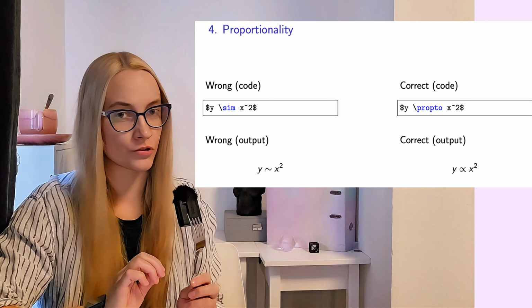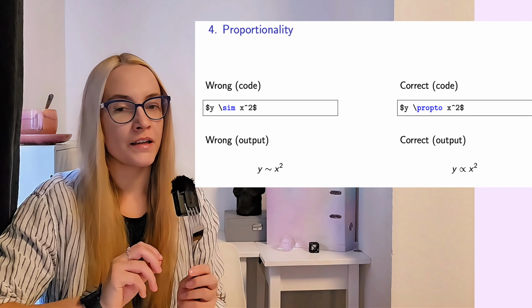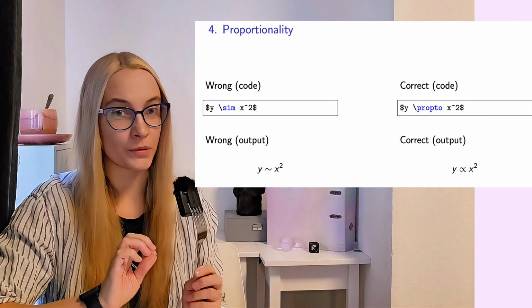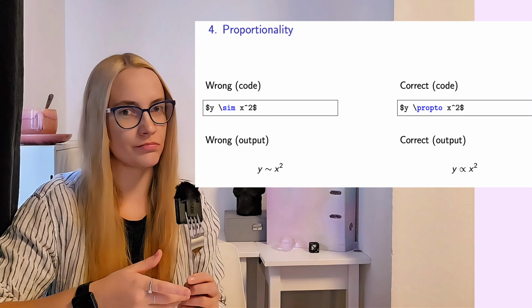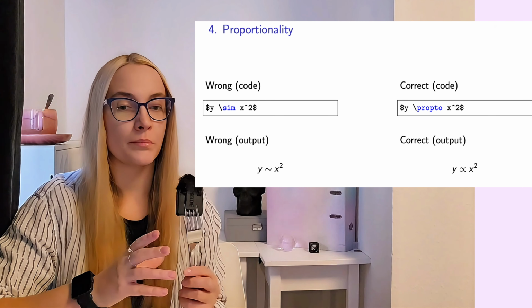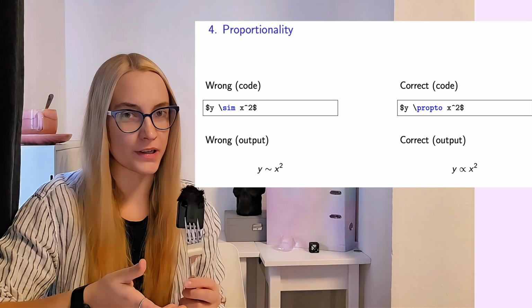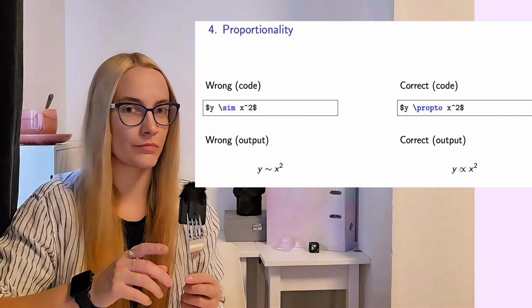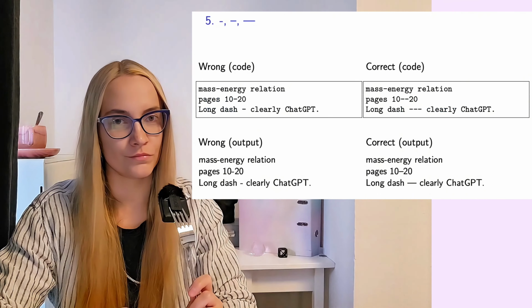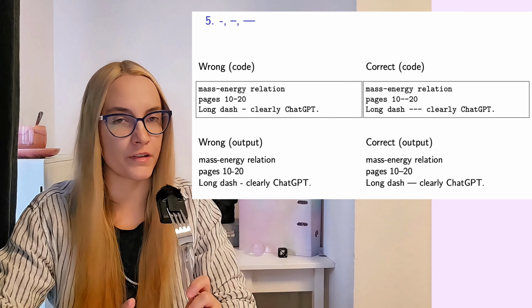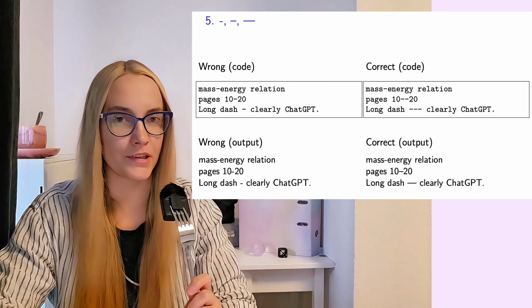Fourth, one really unusual, proportionality. A tilde doesn't mean proportional to. It means many different things, for example, equivalence, but if you mean proportionality, you had better use the proportionality symbol, which is completely different.